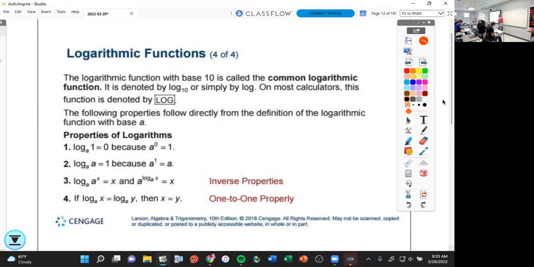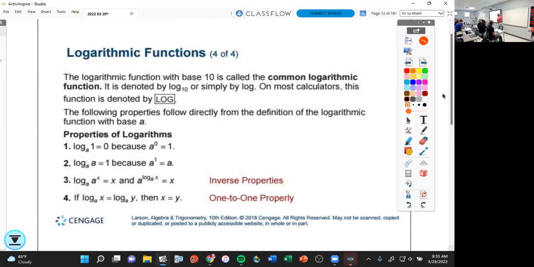Those properties, and guys, there's a lot of log properties. If you haven't started your cheat sheet already, I would go ahead and start a cheat sheet for the next test and have a little section of the page for log properties, so you know them all in the same spot.